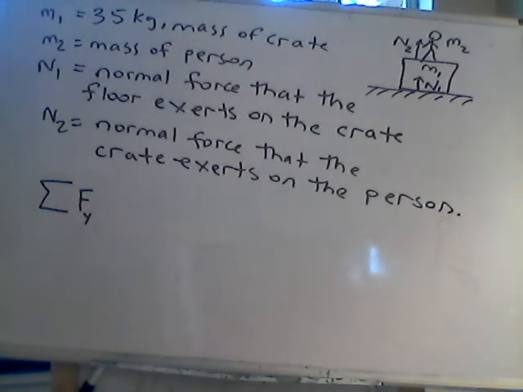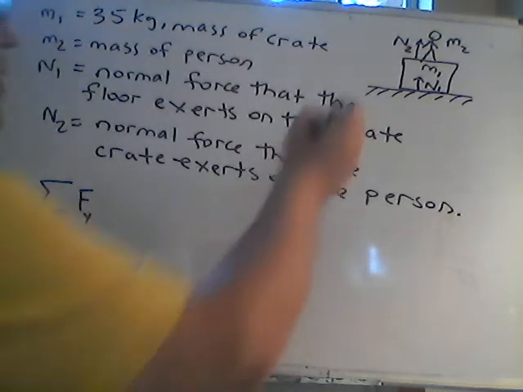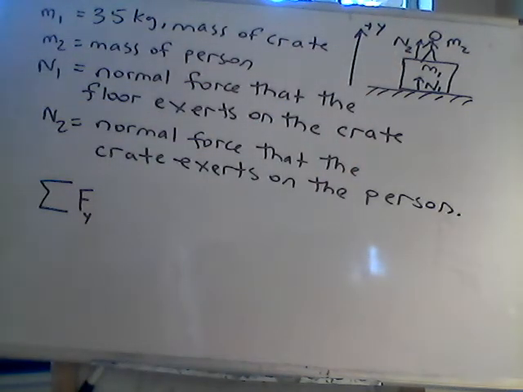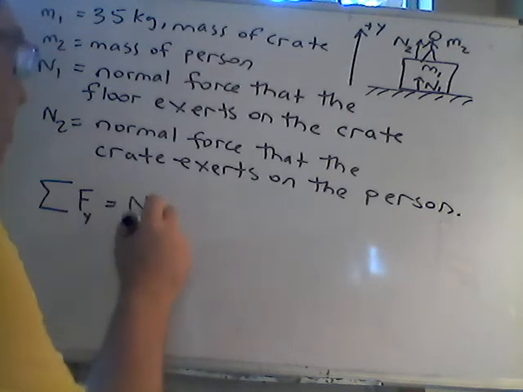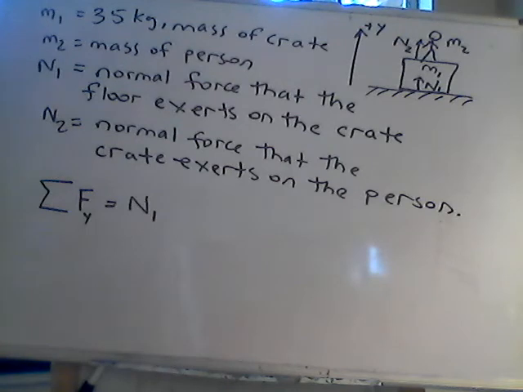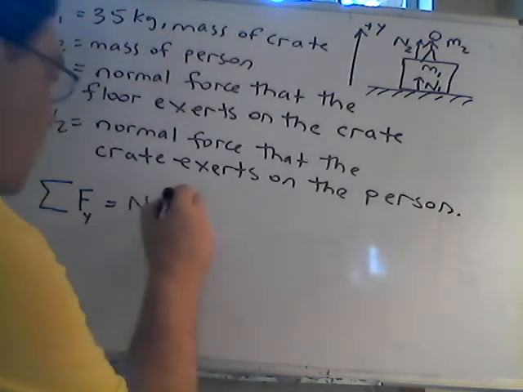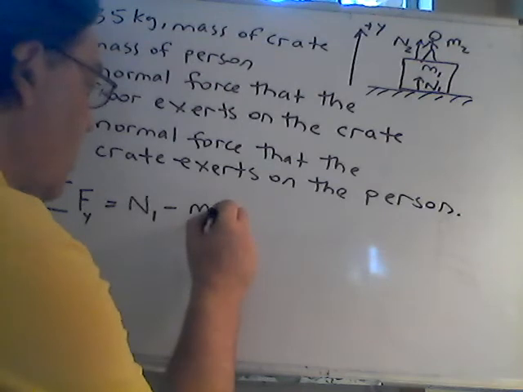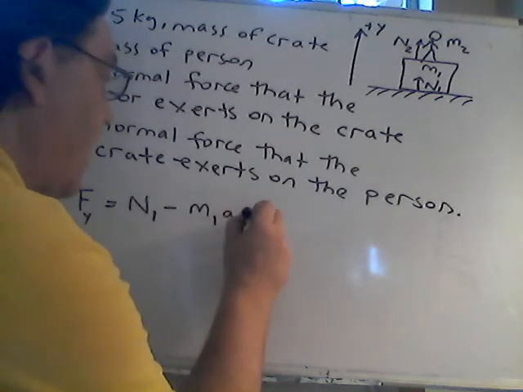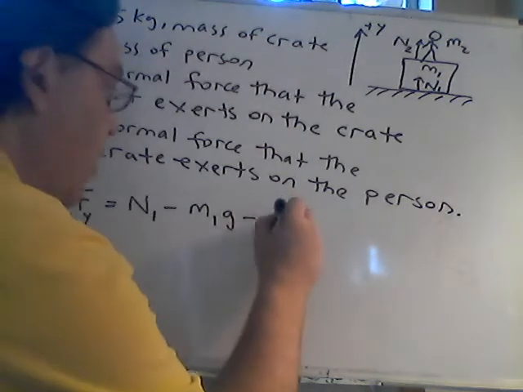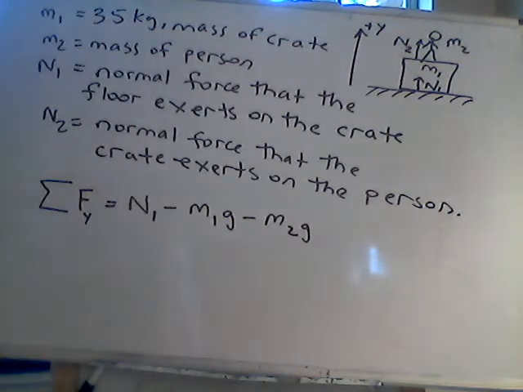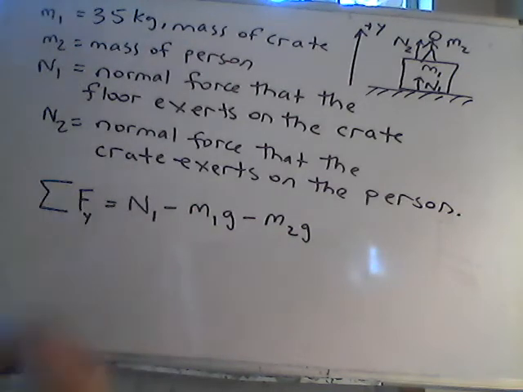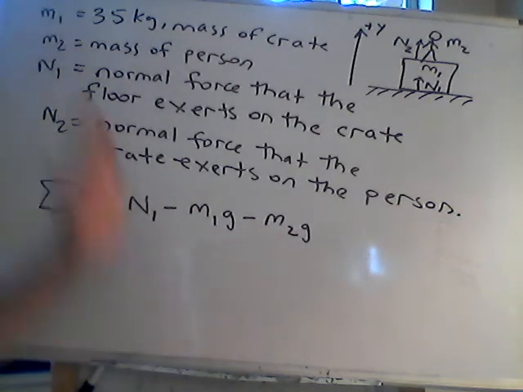What are our forces? Well, if we assume that positive y is up in our orientation, then the normal force is going to point up. That's going to be positive. So we'll say N1 is up. What are all the forces that are going to be on the floor? Well, it's going to be the combined weight of the crate and the person. So the weight of the crate, minus M1G, and that's down. Weight's always down. And the weight of the person, M2G. Those are both going to be in the negative direction. The normal force is up.